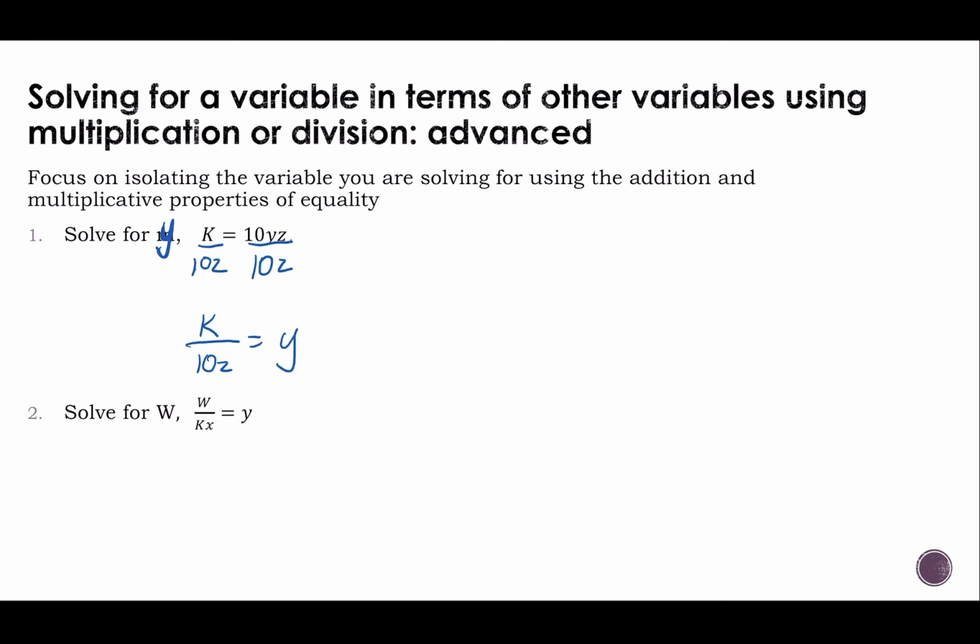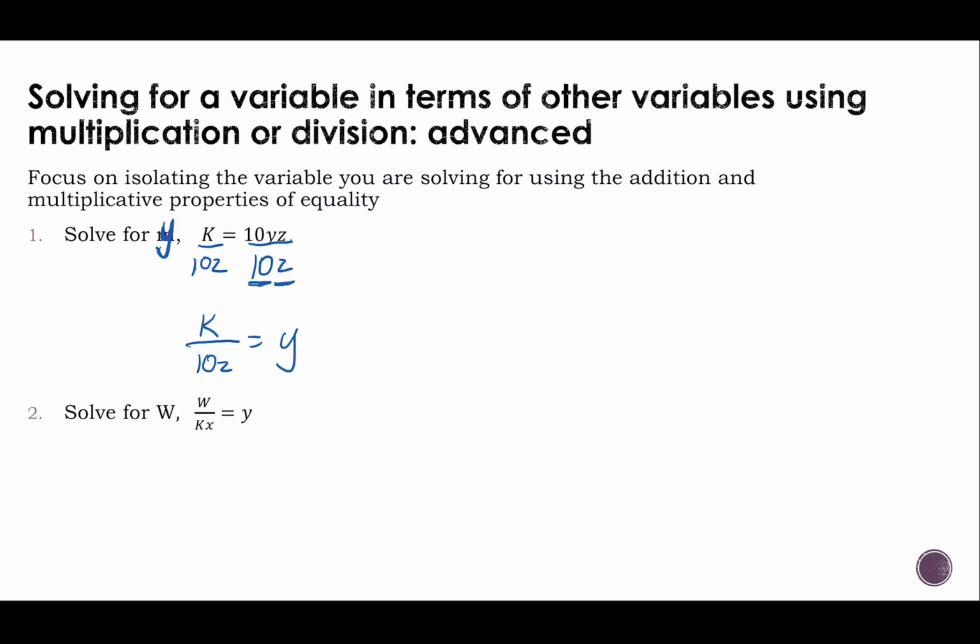Now, if I had done this in two steps, first divided by 10 and then divided by z, I'd get the same answer. But if I do it in one step, it simplifies it and leaves less room for error. So I would highly suggest, if you're comfortable, starting to do more steps in one step, if you understand what I mean.